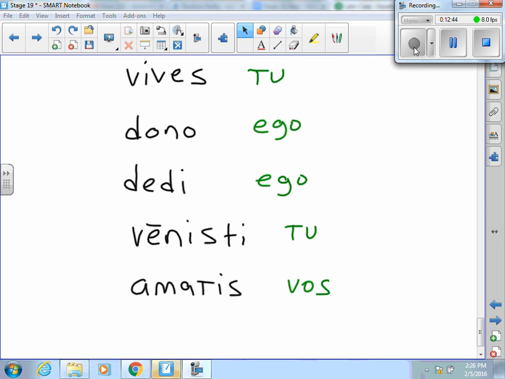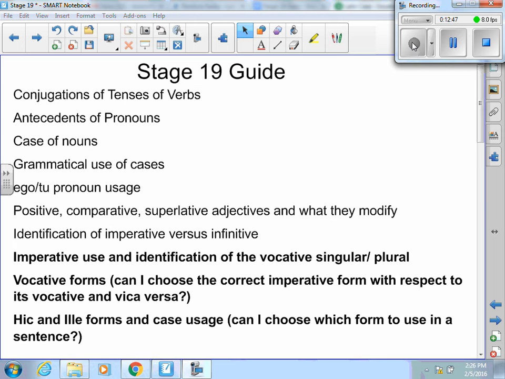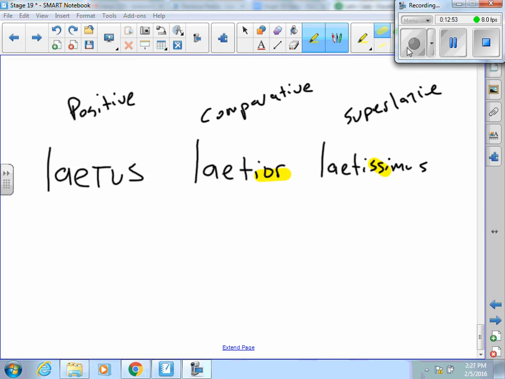Next, we have positive, comparative, and superlative adjectives and what they modify. For those, we've done this a thousand times. Hopefully, just a short review. Positive, nothing there. Comparative, ior. Superlative, double s, double l, or double r.